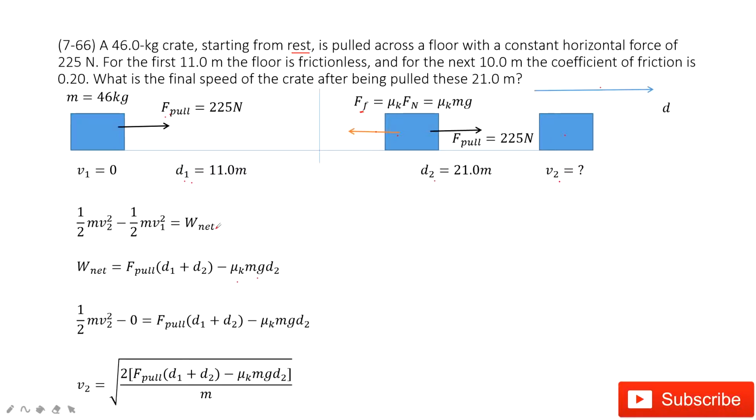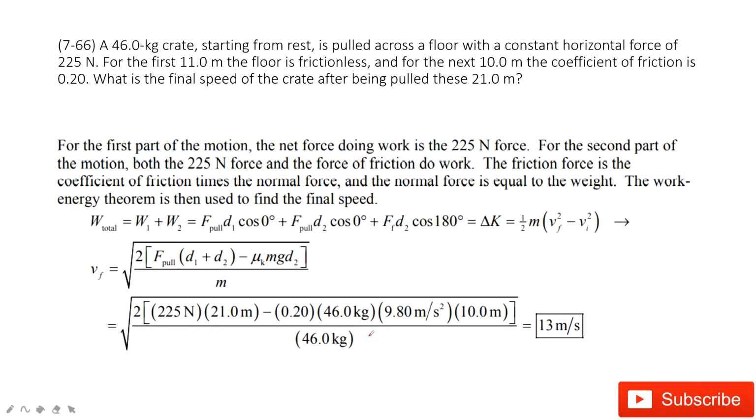Now we consider the work energy principle. Final kinetic energy minus initial kinetic energy equals net work. And then V1 equals 0, so we input V1 as 0 there, and input the net work there. We can solve this equation and find V2. Then you can input all the numbers inside, and get the final answer as 13 meters per second.